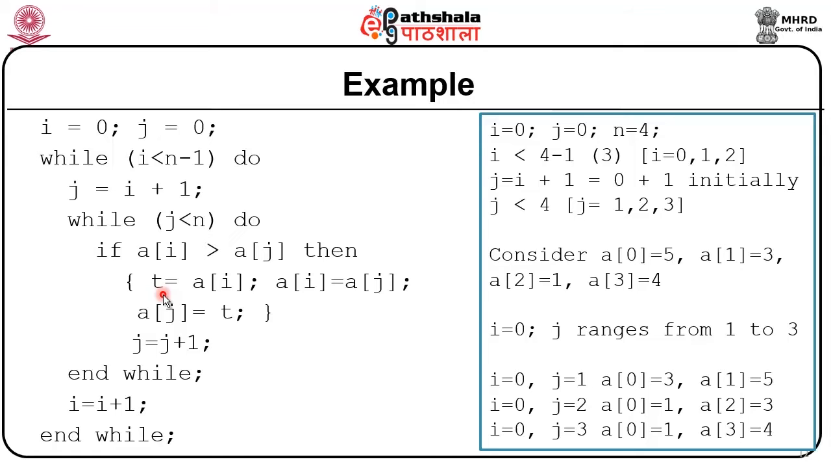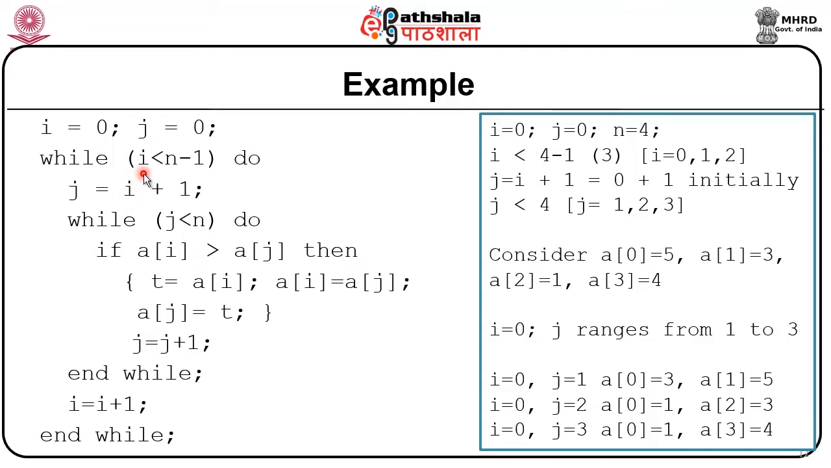I have considered a program segment for sorting n numbers in ascending order. For the purpose of illustration, I have considered the number of numbers to be 4, which is given: a of 0 equal to 5, a of 1 equal to 3, a of 2 equal to 1 and a of 3 equal to 4.